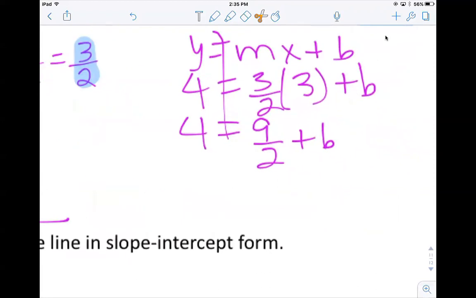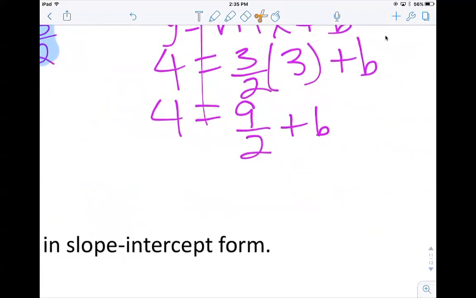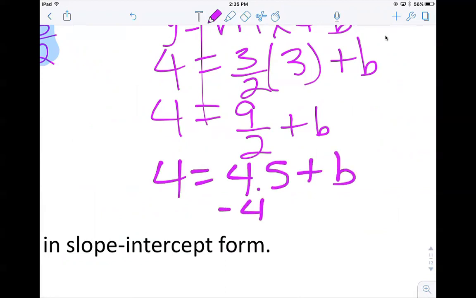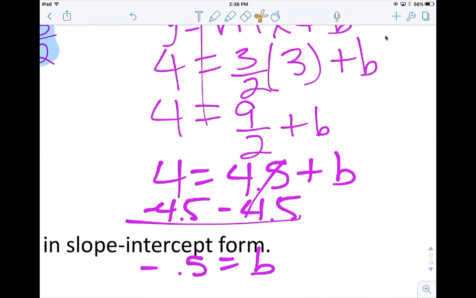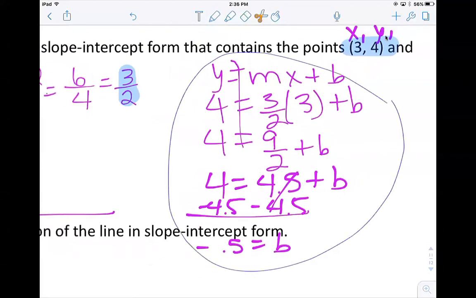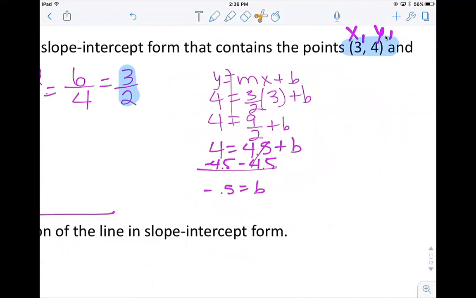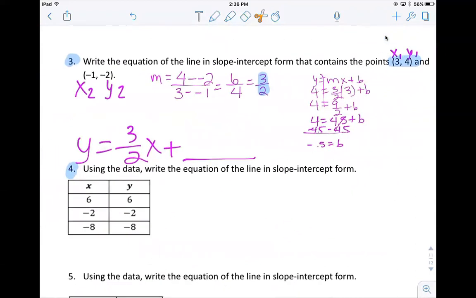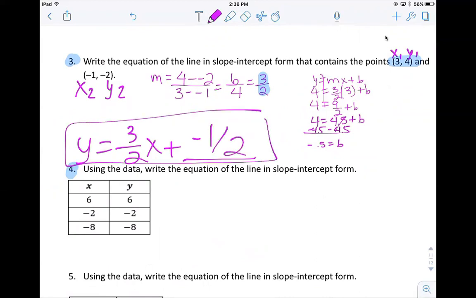So at this point, if you wanted to use your calculator, you could. 9 divided by 2 is 4.5. So that is a nice decimal. So if we make that 4.5 plus b, we subtract 4.5 from both sides. We end up with negative 0.5 is our b, or negative a half. So if you wanted to leave it as a fraction, you could, or you could convert it to a decimal. It doesn't matter because it's the y-intercept. It's not the slope. So to finish, we'll have y equals 3 over 2x plus negative a half, or you could say negative 0.5. And again, you can check your answer.